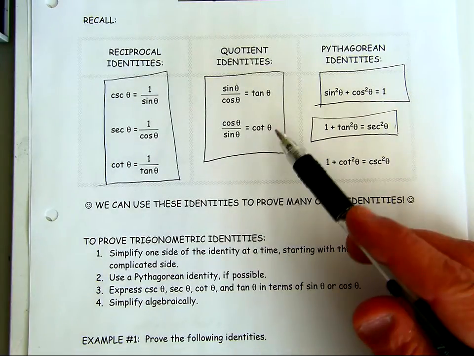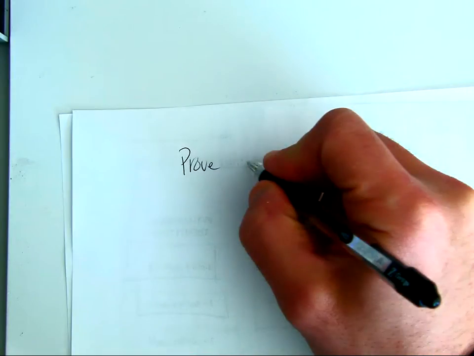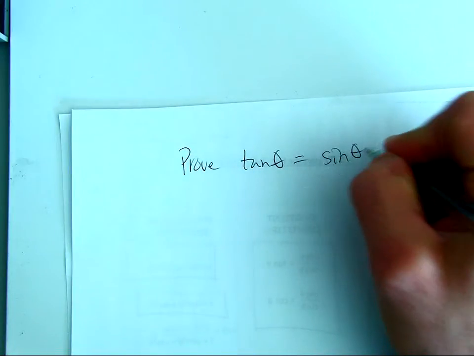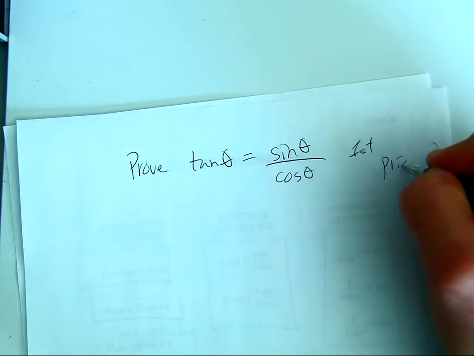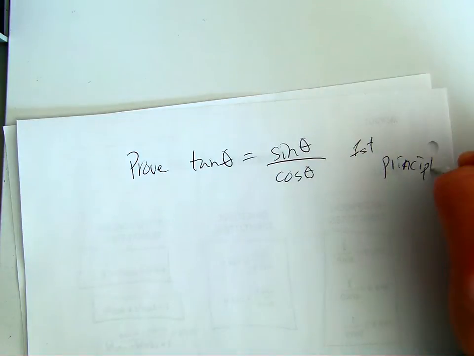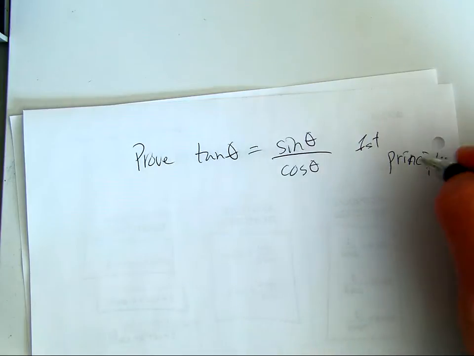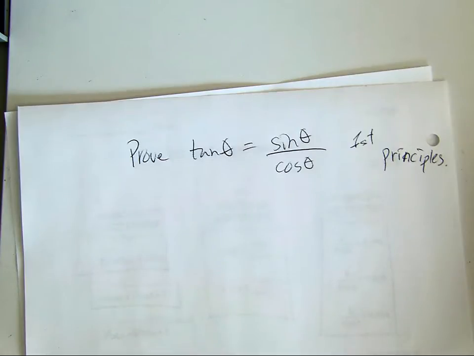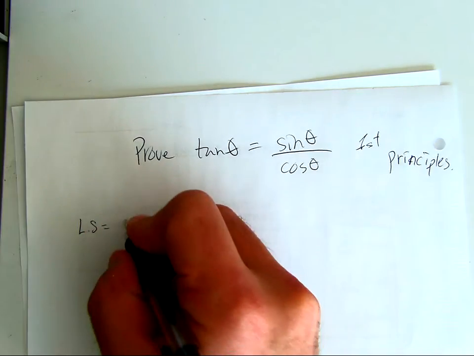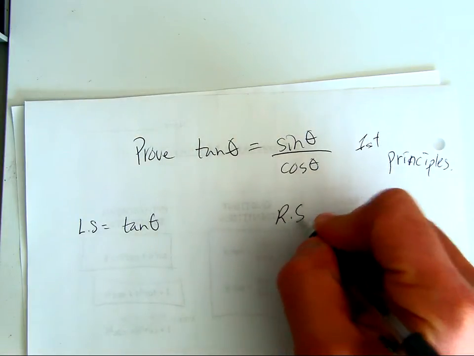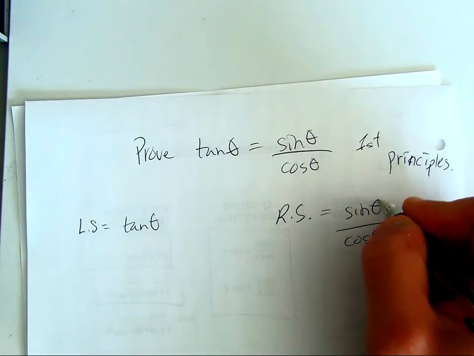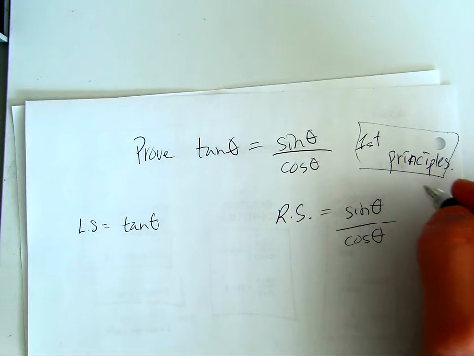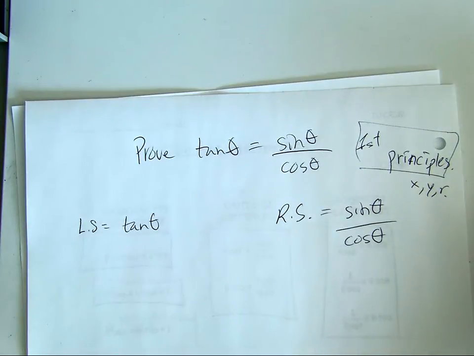But I will first start off with asking you to prove tan theta is equal to sine theta over cos theta using first principles. Okay, so if I'm using first principles to prove this, what I'm first going to do is break this up into left side, which is tan theta, and the right side, which is sine theta over cos theta. And if I'm using first principles, it means using your x, y, and r. That's what first principles mean.